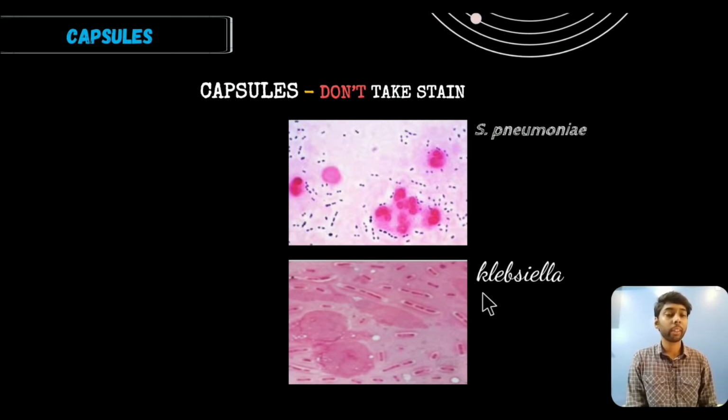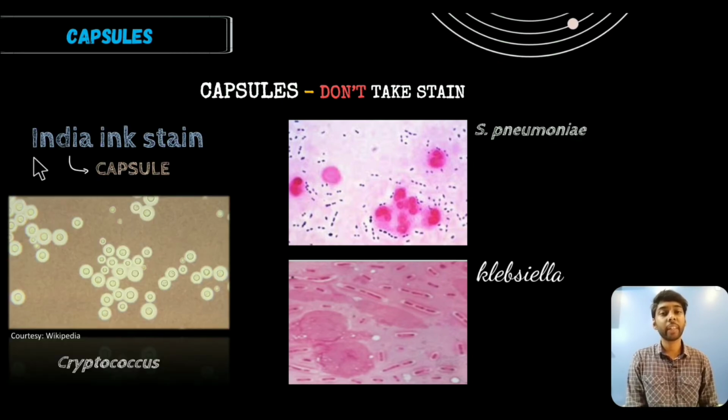And also, if we look at another encapsulated organism, that is Klebsiella, which is actually a gram-negative red-colored bacilli. Here also, around the bacilli, we can see clearing. So this is also the capsule of Klebsiella. So that's something about gram staining and the capsules.